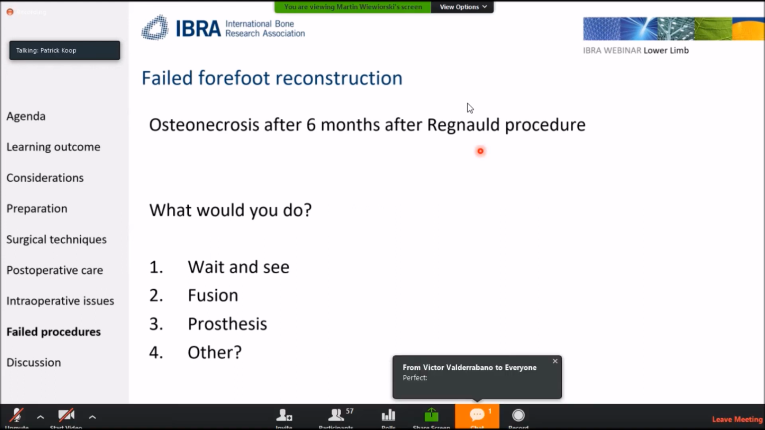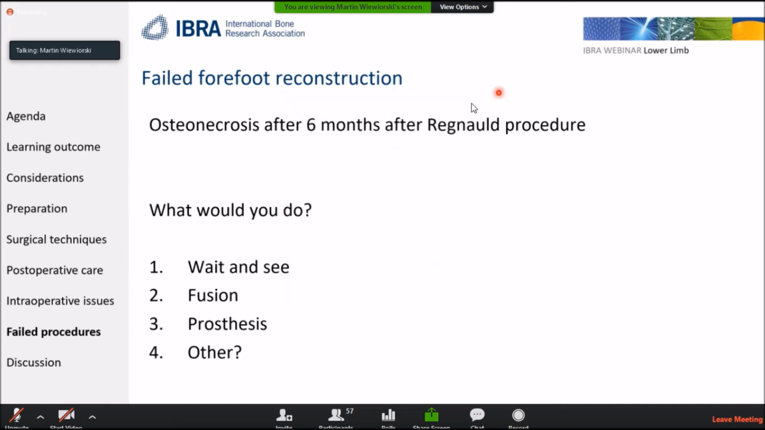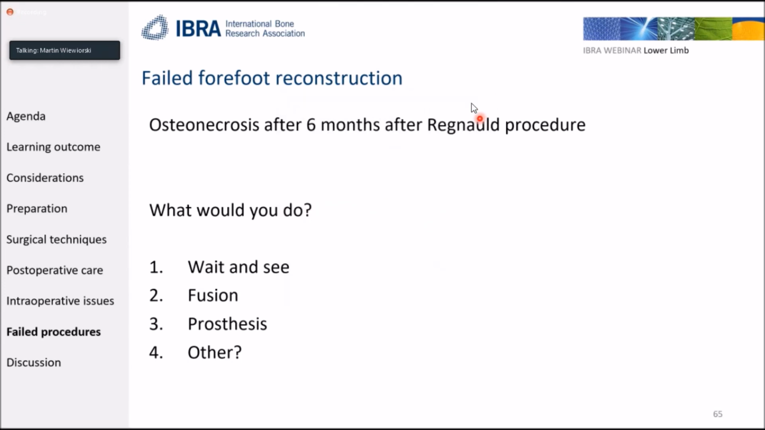Two different comments there. Can you read them? I see intramedullary implant could work here by Nadav. Are we also probably talking about the other case? Intramedullary implant, I don't know exactly what you mean. Do you mean like a Cartiva, for example? Or do you mean, I don't know what you mean exactly, Nadav. Maybe you can specify.